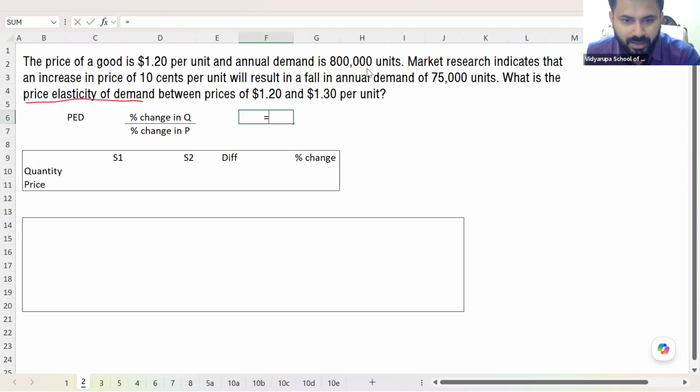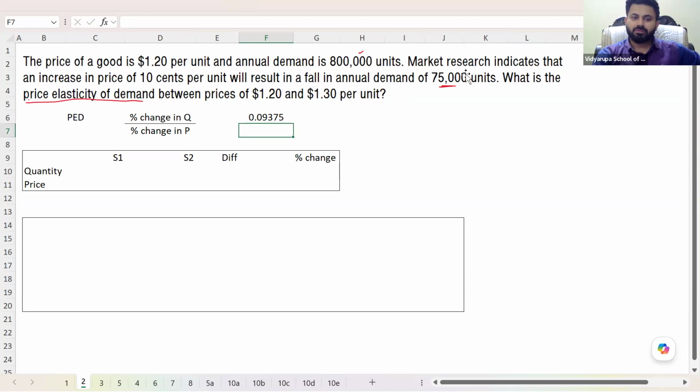They say the change in quantity is 75,000. The demand will fall by 75,000. So what will be the percentage of that? If you're really smart, 75,000 divided by 8 lakh, 800,000. Current quantity is 8 lakh, it will reduce by 75,000. So the percentage will be 75,000 upon 8 lakh, which is 0.09375, or 9.375 percentage.